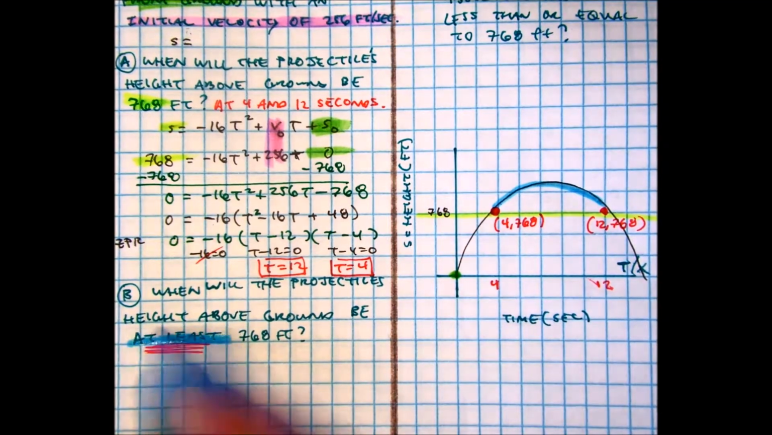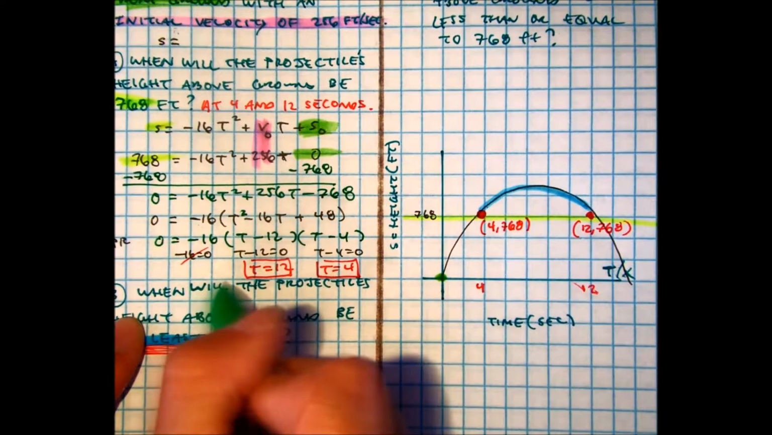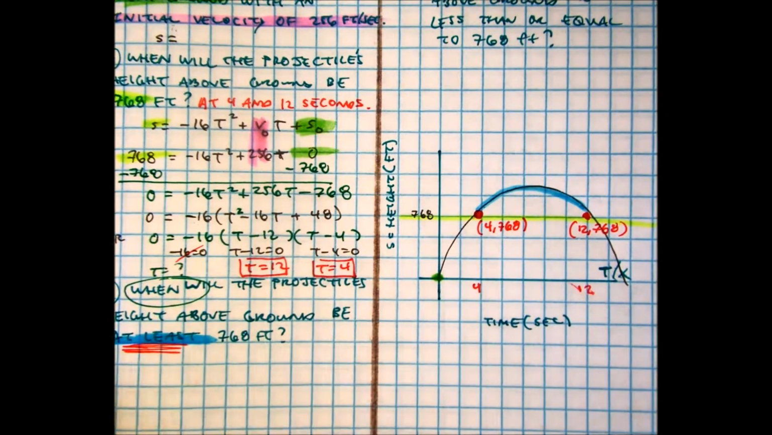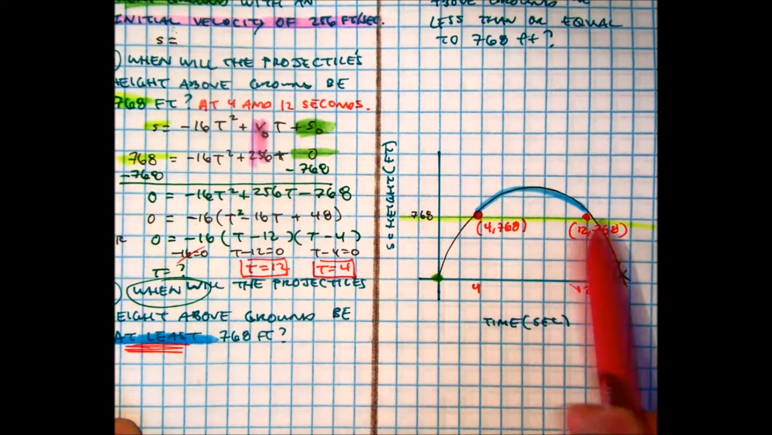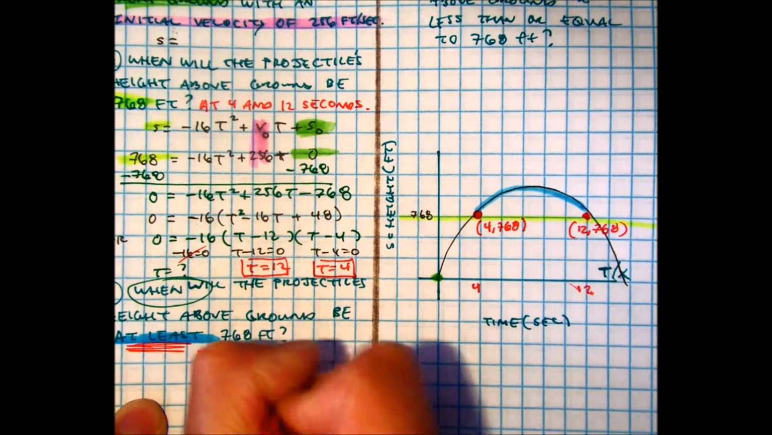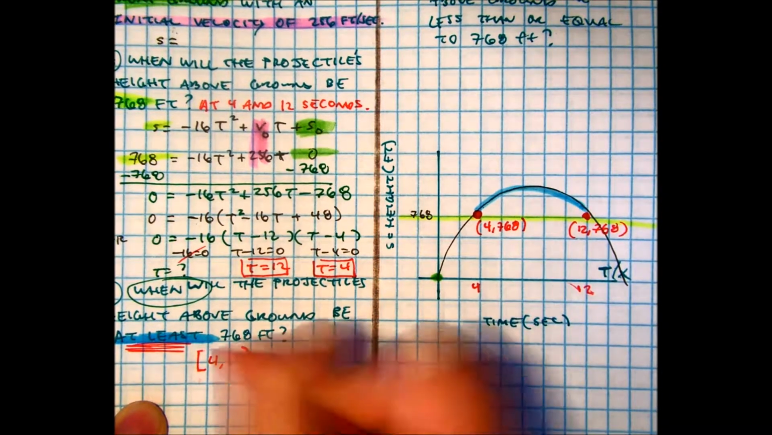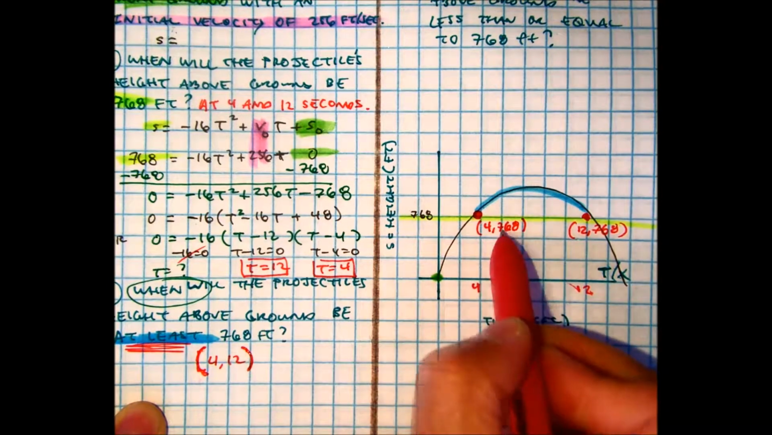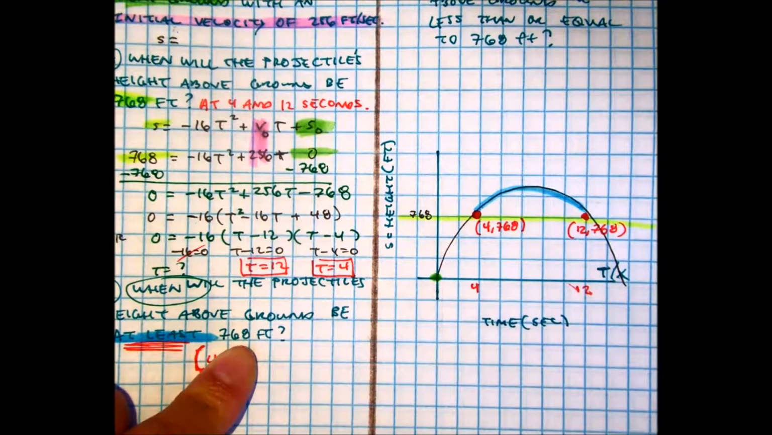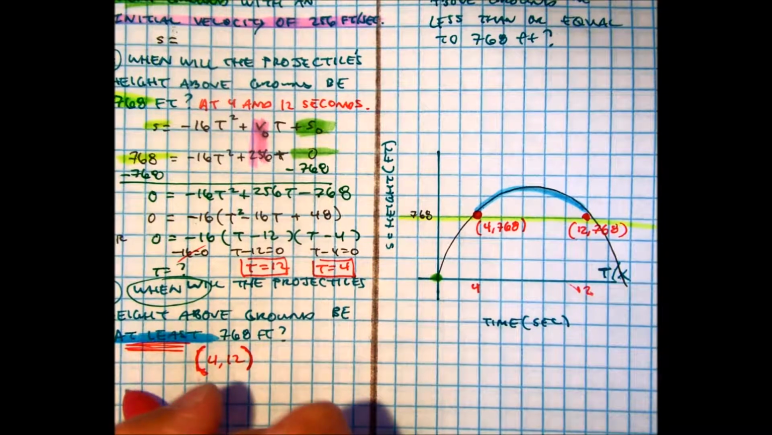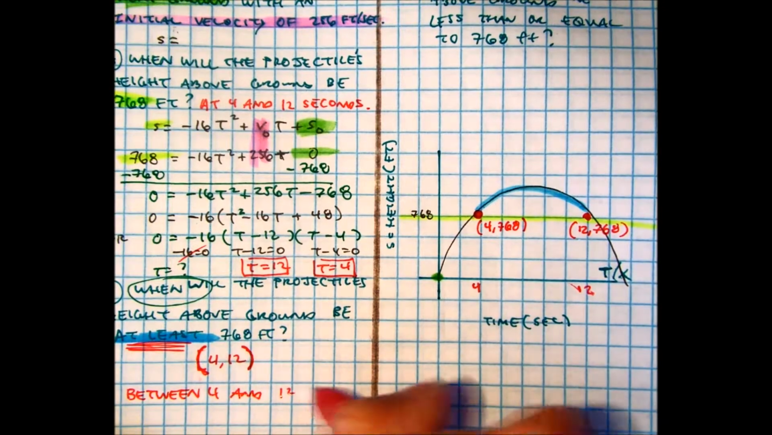So in this one where it says above, when is a question. They want to know a t value. If you wrote that in interval notation, that would be from 4 seconds to 12 seconds. And I should actually put parentheses because at 4 seconds it's exactly 768 feet. They want at least 768. So it's 769, 770. So between 4 and 12 seconds.